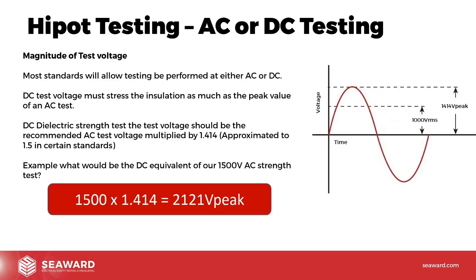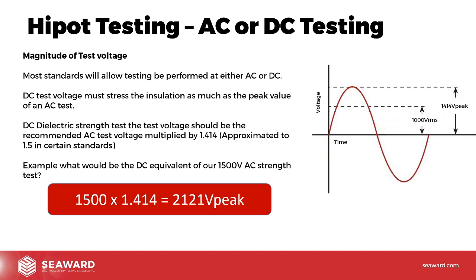So firstly, let's have a look at the magnitude of test voltage. If you're going to decide to do AC or DC, you need to decide at what level of voltage you're going to be performing it. Now, DC voltage must stress the insulation as much as the peak value of the AC test. So for those of you that aren't necessarily familiar with this, if we take a 1000 volt AC signal, it will actually have a peak of 1414 volts. So in order to ensure that we're stressing the product the same way, if we perform a DC test, we need to take that peak voltage into account.